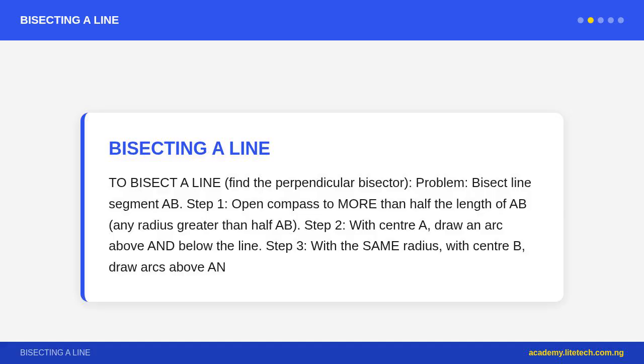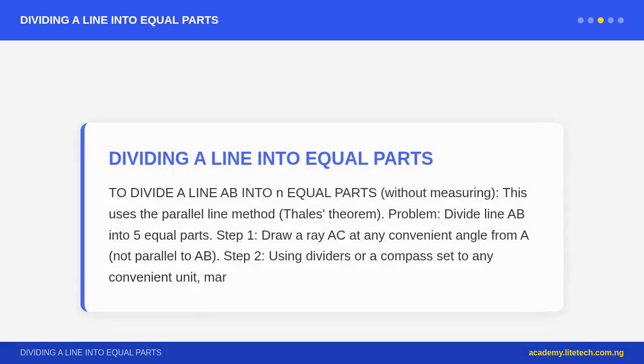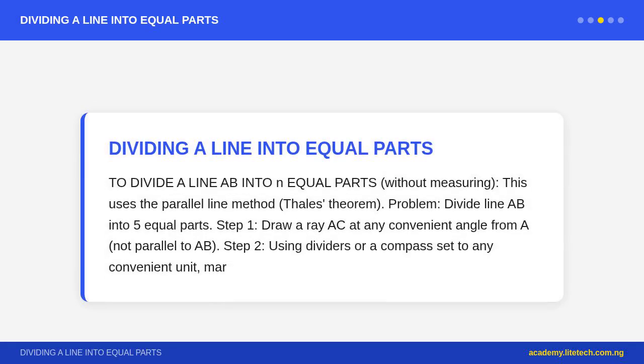Why it works? By Thales intercept theorem, a set of parallel lines cut equal intercepts on a transversal. Application in technical drawing: dividing a space into equal columns or rows, creating equally spaced holes in a part drawing, dividing a length that cannot be easily measured, e.g. 73 mm divided by 7 equals 10.43 mm, impossible to measure accurately with a ruler.